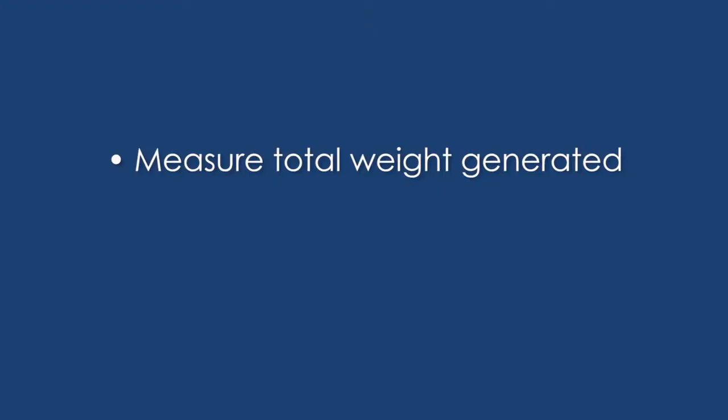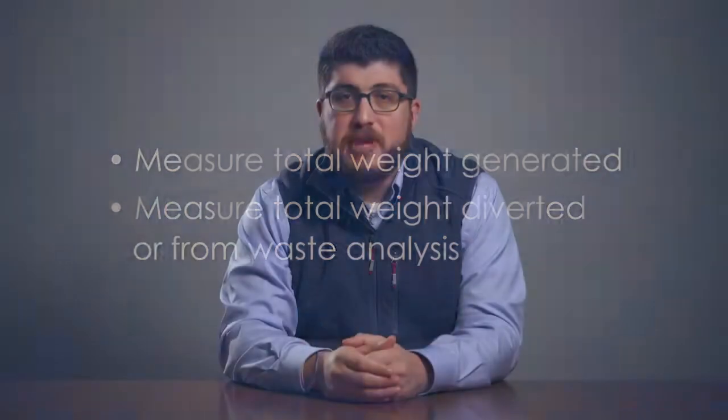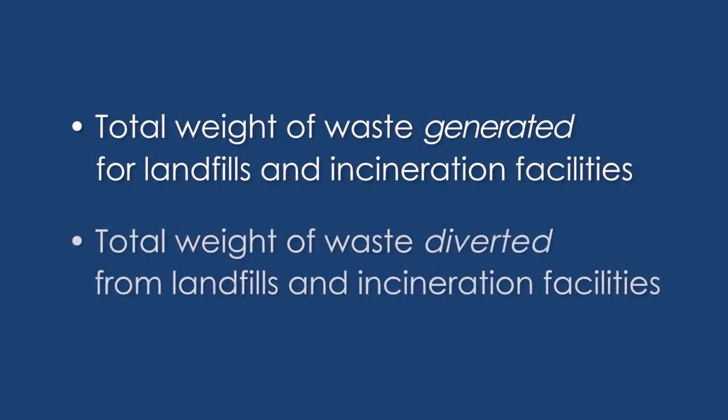Measure the total weight of waste that is generated in pounds, kilograms, or tons, and the total weight that is diverted from landfills and incineration facilities for 1 full year, or from a waste analysis. Exclude any facility renovations waste. Input generated and diverted waste totals into ARC, and a waste performance score will be calculated for the project. Waste use is based on 2 metrics: the total weight of waste generated for landfills and incineration facilities, and the total weight of waste diverted from landfills and incineration facilities. The waste benchmark lets you compare performance month over month and year over year, and with regional and global peers.